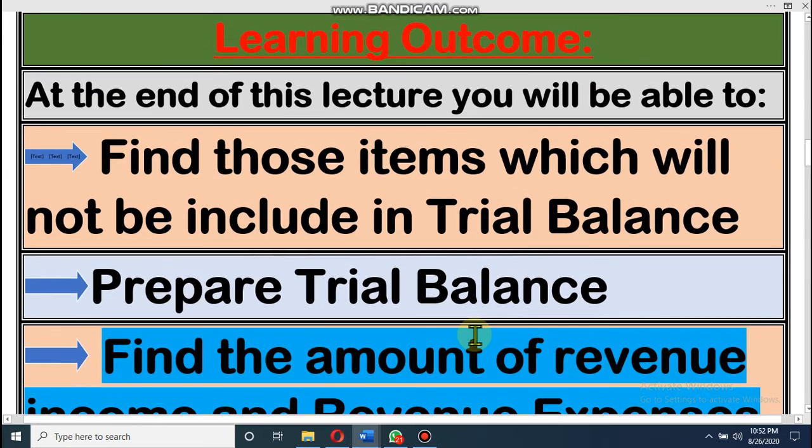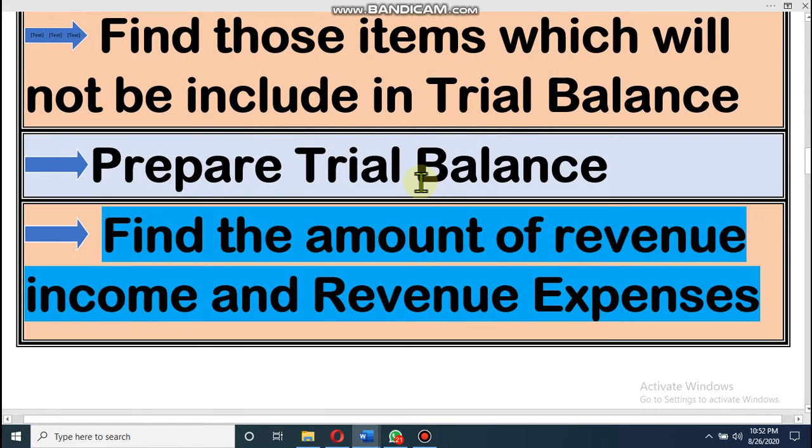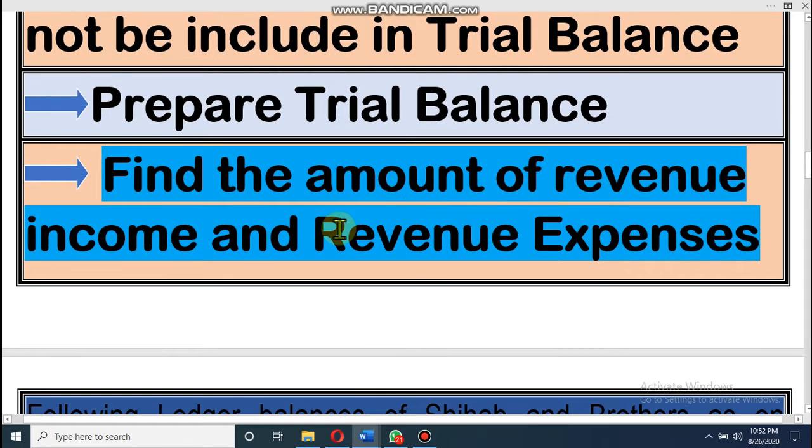Dear student, today we will discuss how to find the amount which will not be included in trial balance. That means after this lecture you can find those items which will not be recorded in trial balance. You can prepare trial balance and you can find out the amount of revenue income and revenue expenses. Dear student, let's come to class.